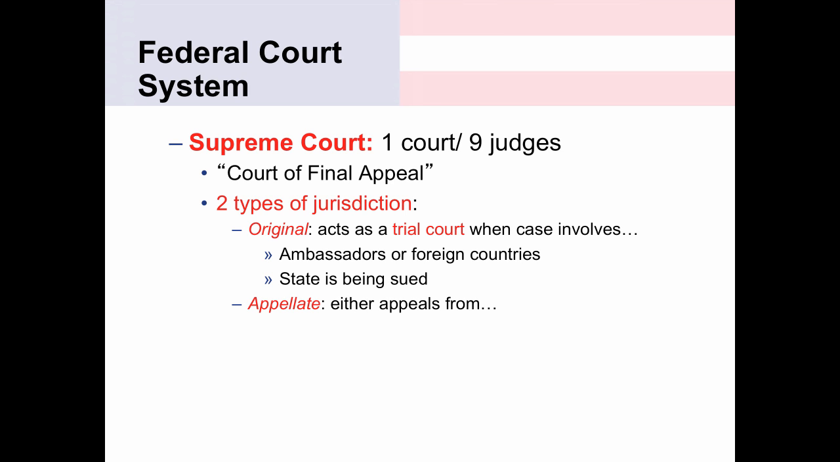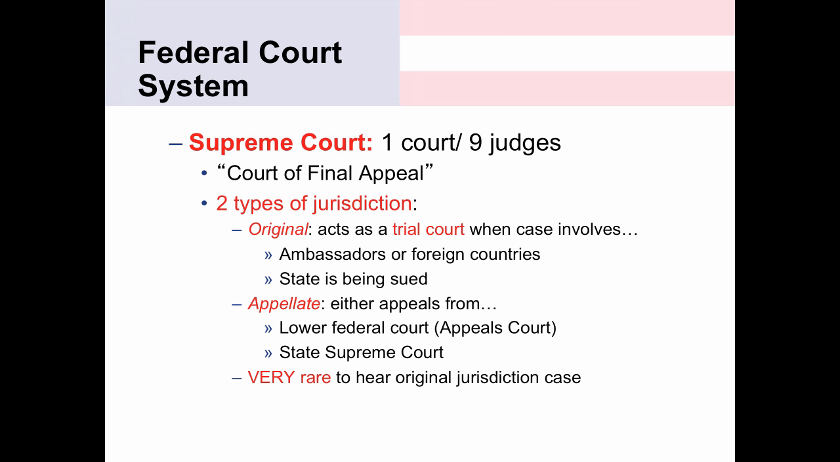Second is they operate under appellate jurisdiction. This just means they're an appeals court, right? Appellate means appeal, so this is where they hear appeals either from lower federal courts, particularly appeals court, or a state Supreme Court, as we talked about. The important thing here is to understand the difference between original jurisdiction and appellate jurisdiction, and also to understand that it's really very rare for them to operate on original jurisdiction. The Supreme Court very rarely acts as a trial court. They mostly act as an appellate court.